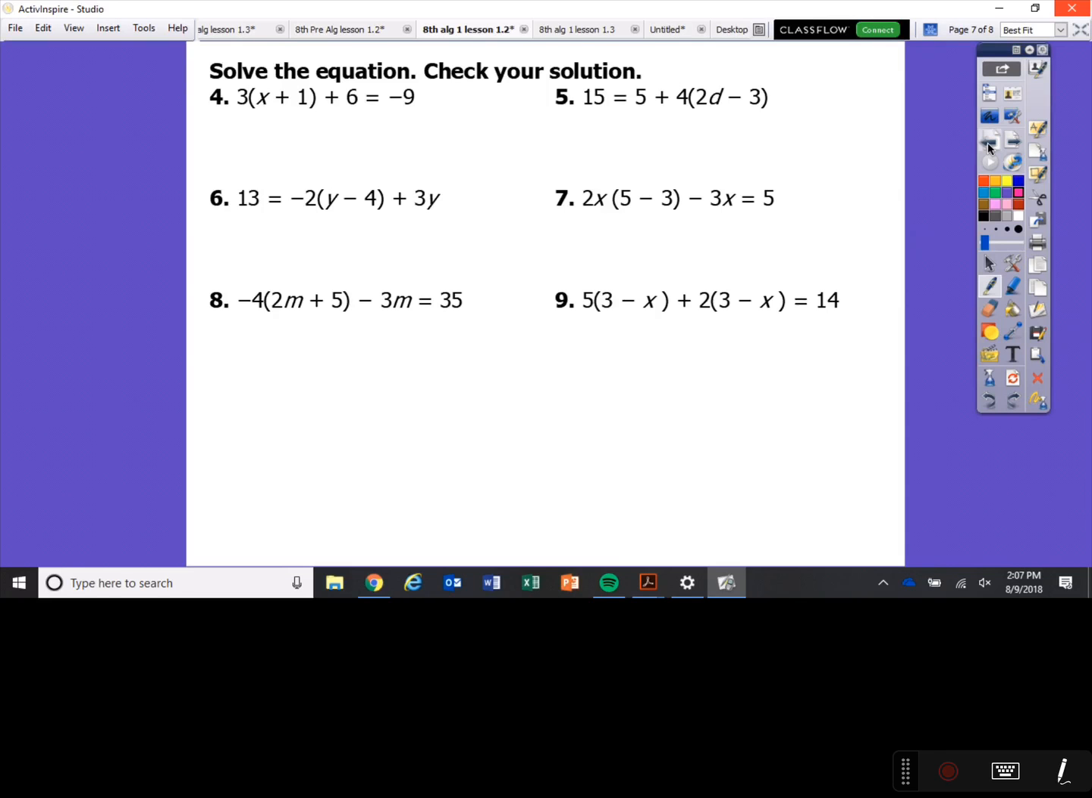Technically, you could be checking all of your answers as you go. Remember, you can plug what you get back in, and then you can tell if your answer is right or not. So in your calculator, you'd put -4 parentheses 2 times whatever you got for m plus 5, close parentheses, minus 3 times whatever you got for m.